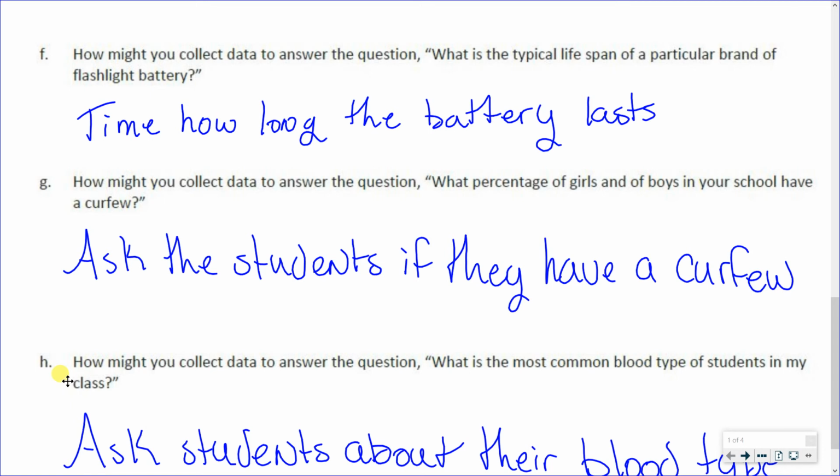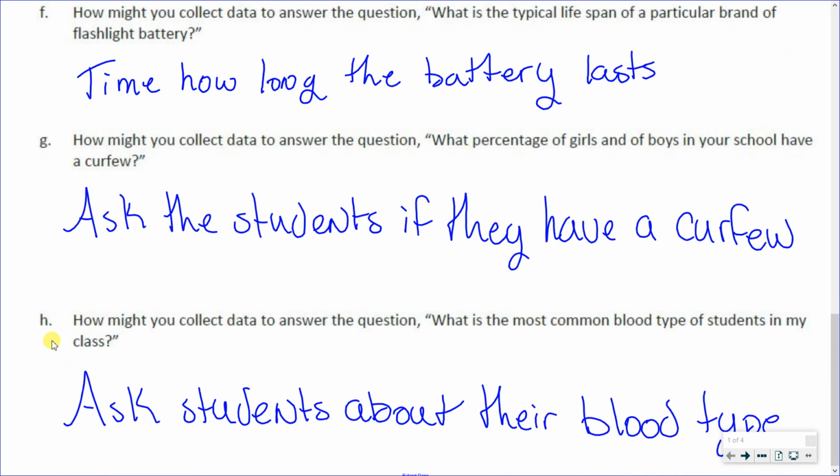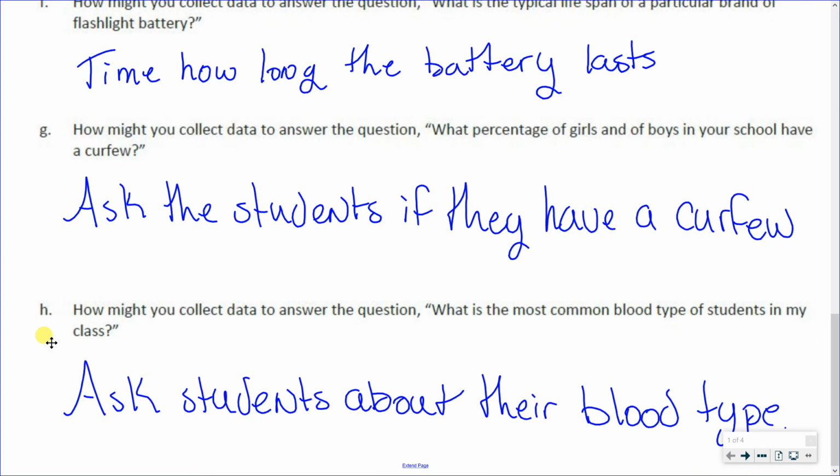Okay? Part G. What percentage of boys and girls in your school have a curfew? Okay? All you got to do is walk into a classroom and ask the students, if you have a curfew, raise your hand. If you're a boy, raise your hand. If you're a girl, raise your hand, and you're done. All you got to do is just count then, and you'll know how many students.